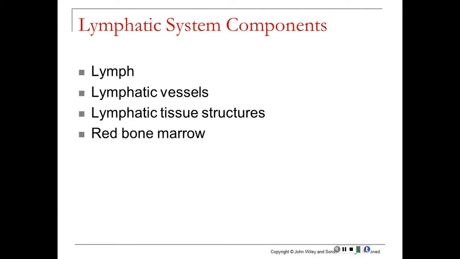So the components of the lymphatic system include lymph, which is that remaining interstitial fluid that was not reabsorbed by the venous system. The lymph vessels, which are transporting the lymph. There are lymphatic tissue structures called lymph nodes that we'll look at. And there are also lymph organs that we'll look at more specifically. And red bone marrow is also considered part of the lymphatic system because that, as you may recall, is where our blood cells are formed.